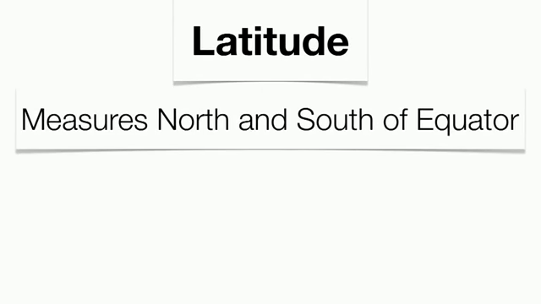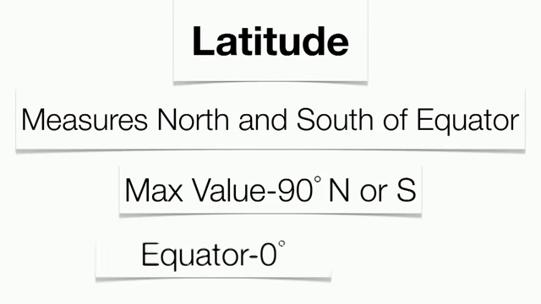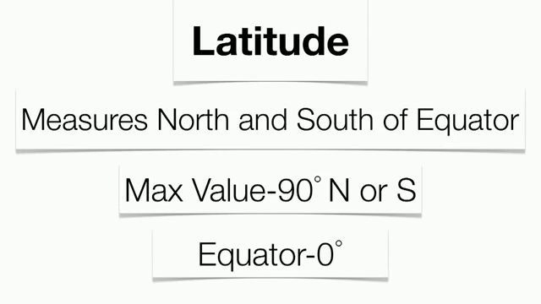Latitude values never intersect. They're going to make circles around the planet. Okay, and what's going to happen here is that you're going to measure north and south of the equator. The maximum value north is 90 north, maximum value south is 90 south. The equator does not have a unit associated with it because it's a reference line. So you can measure north and south of the equator.